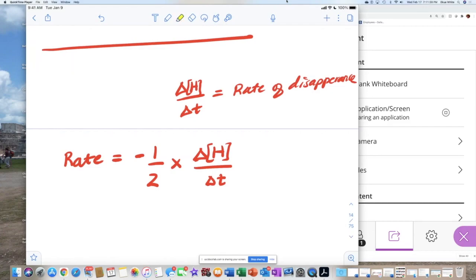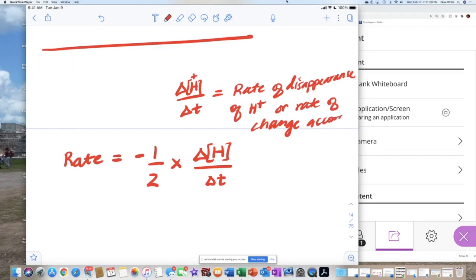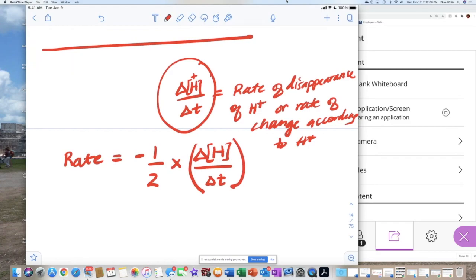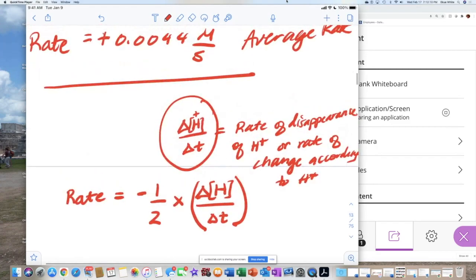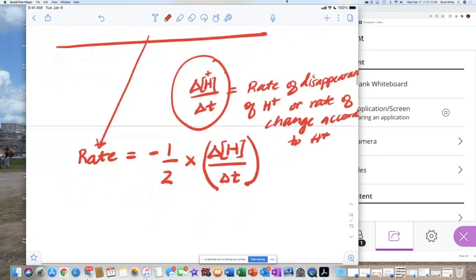I feel like I didn't spell this properly, y'all. Let's go back and do this right. Disappearance, yes, of H plus, or rate of change according to H plus. Okay, two different ways of saying it. They want you to solve for this. So trying to solve for this, remember we just solved for rate. Rate is up here. So we have this number.